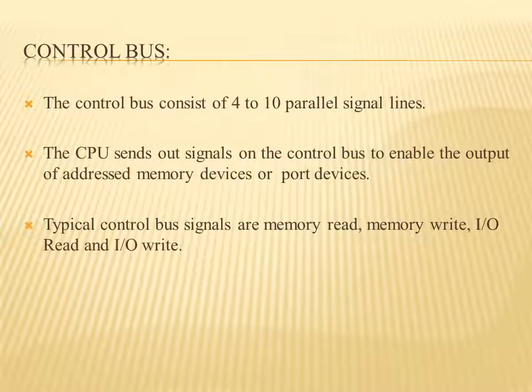Control bus. The control bus consists of 4 to 10 parallel signal lines. The CPU sends out signals on the control bus to enable the output of addressed memory devices or port devices. Typical control bus signals are memory read, memory write, IO read and IO write.